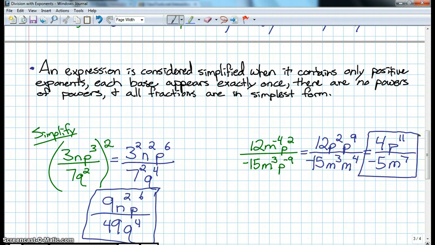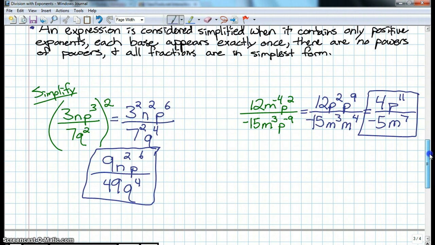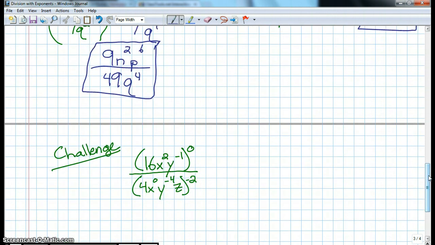All right, one last thing that we're going to look at for the weekend is a challenge problem. And I want you to try to take a look at this, work it out in your notes, and bring it in on Monday ready to present to the class if you feel like you did a good job with this. It's the quantity of 16x squared y to the negative first, all to the 0 power, all over the quantity of 4x to the 0, y to the negative fourth, z, all raised to the negative second. That's a pretty tough one here, with some negative exponents and 0 exponents. Let's not forget that property.